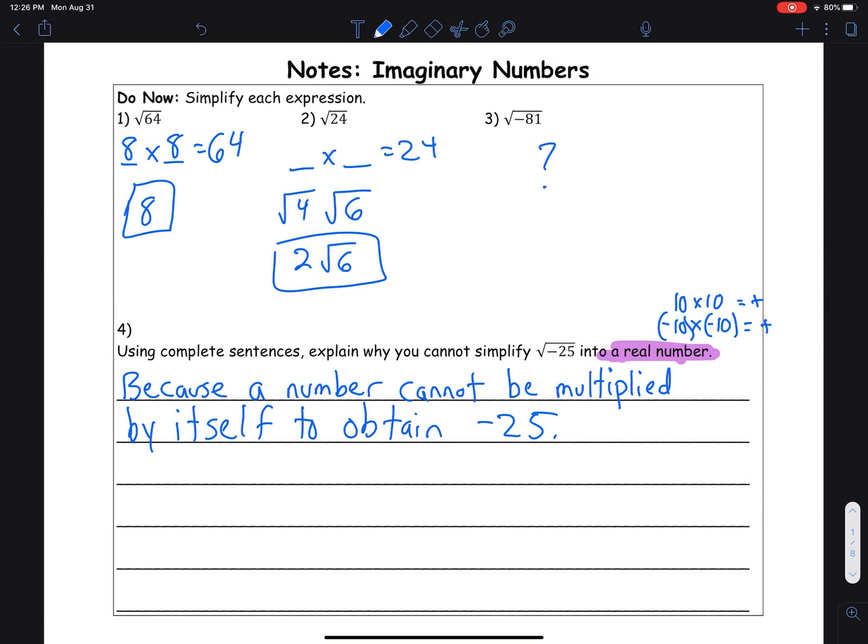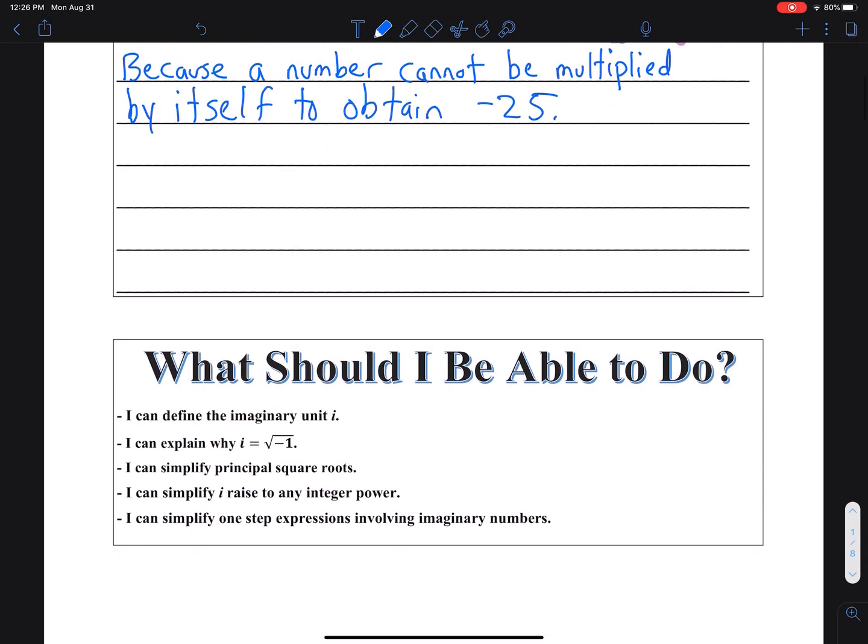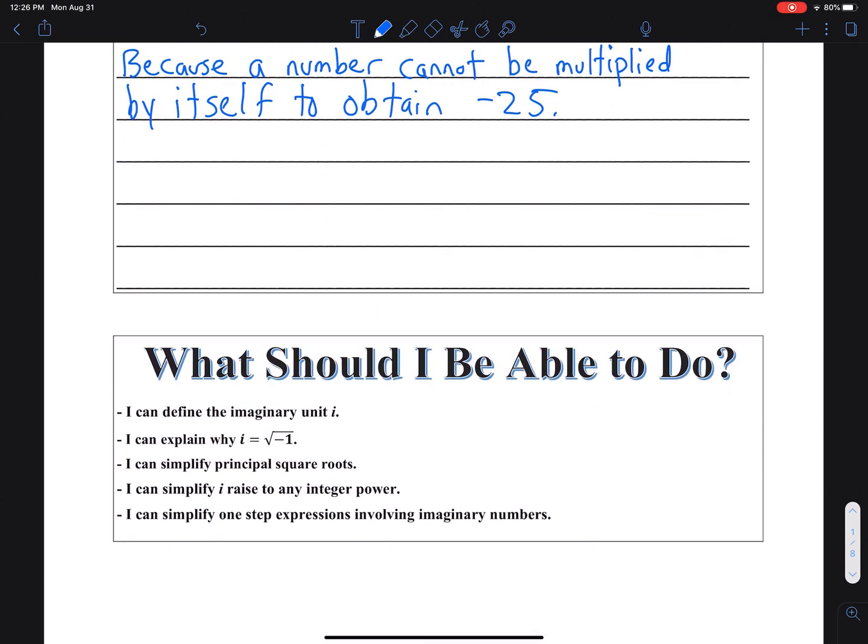So what we're going to do by the end of the day: I can define the imaginary unit i. I can explain why i is the square root of negative 1. I can simplify principal square roots. I can simplify i raised to any integer power. And I can simplify one-step expressions involving imaginary numbers. Let's go to the next page.